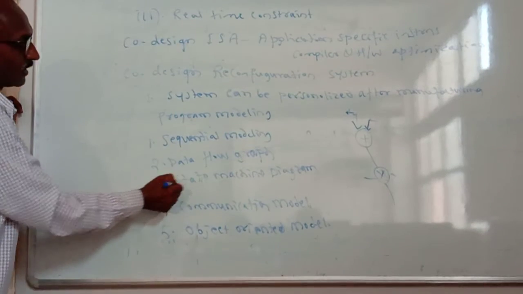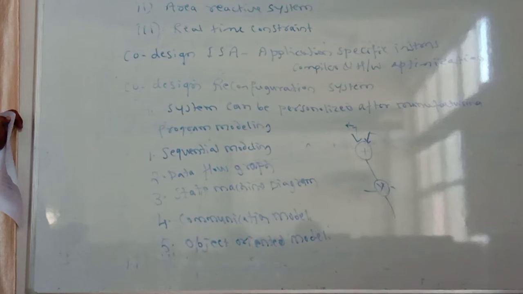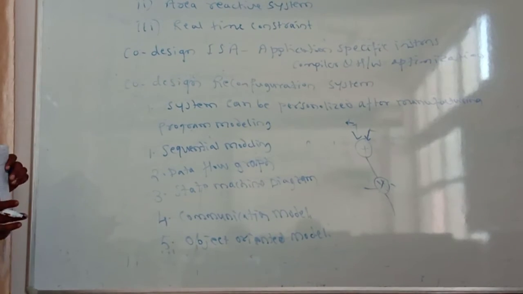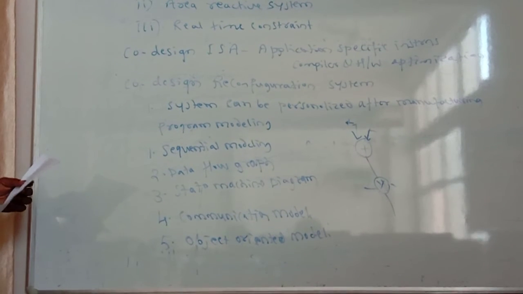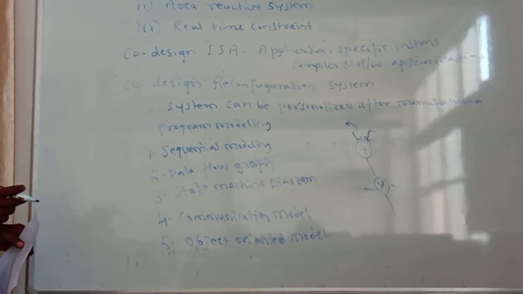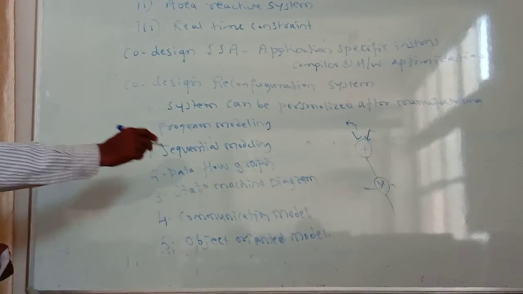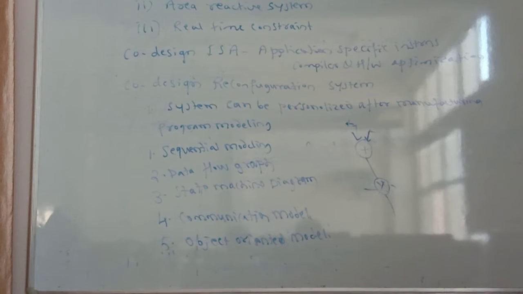And another important one is state machine diagram. State machine diagram is based on the state. We'll discuss later about the state machine. Simply, state machine depends on the number of states you are connected.